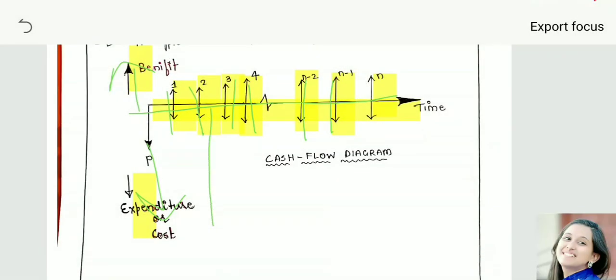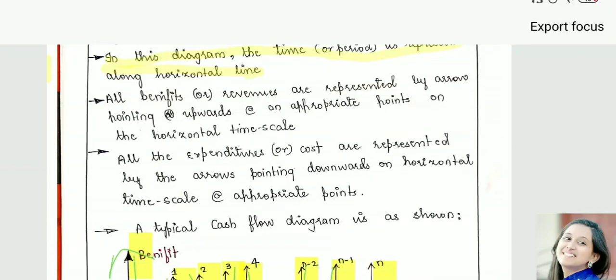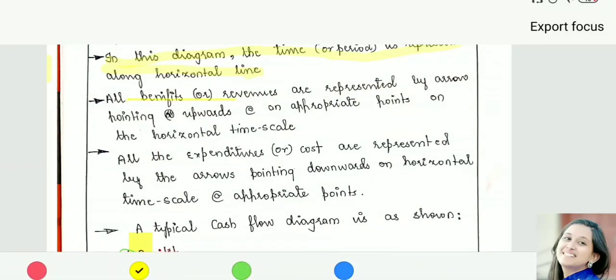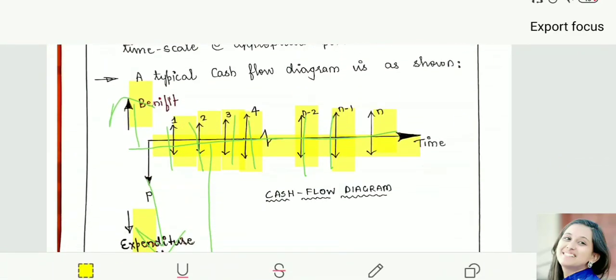So here, the benefits are represented by an arrow pointing upward, and expenditures or costs are represented by an arrow pointing downward. Okay, so these benefits or expenditures are then located on the time scale based upon the problem specification, as I have told you. So in our later part, when we solve the numerical problems, you will understand this better.